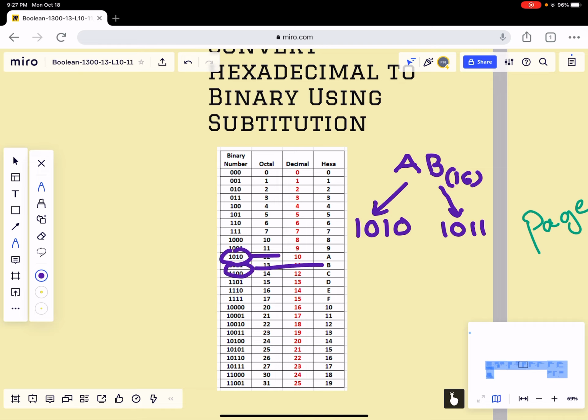So you look at A and B, this is A, and this is B. A equals 1010 and B equals 1011, and you put it together: 1010 1011. So that is the binary equivalent to AB hexadecimal.